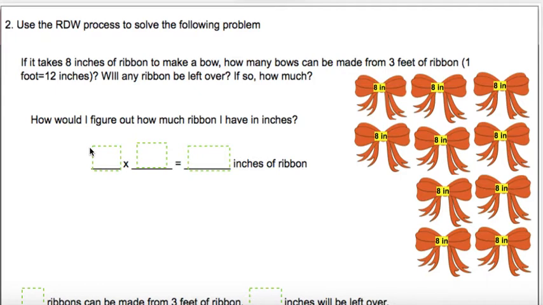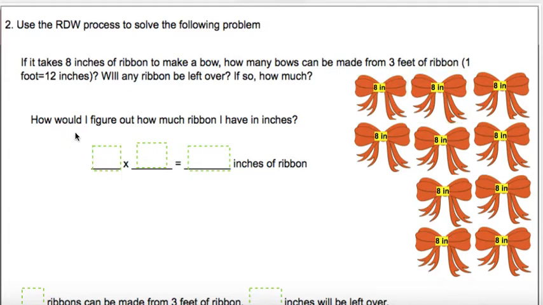I'll read the problem out loud. If it takes 8 inches of ribbon to make a bow, how many bows can be made from 3 feet of ribbon? Here's a hint. 1 foot equals 12 inches. Will there be any ribbon left over? If so, how much? Ooh.